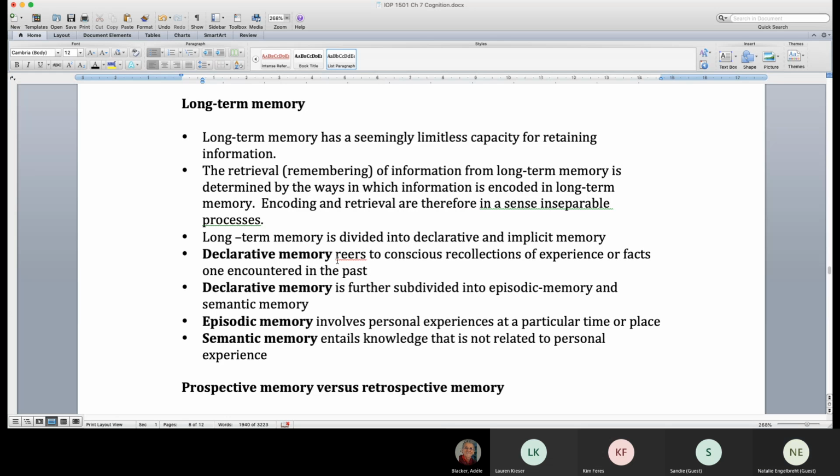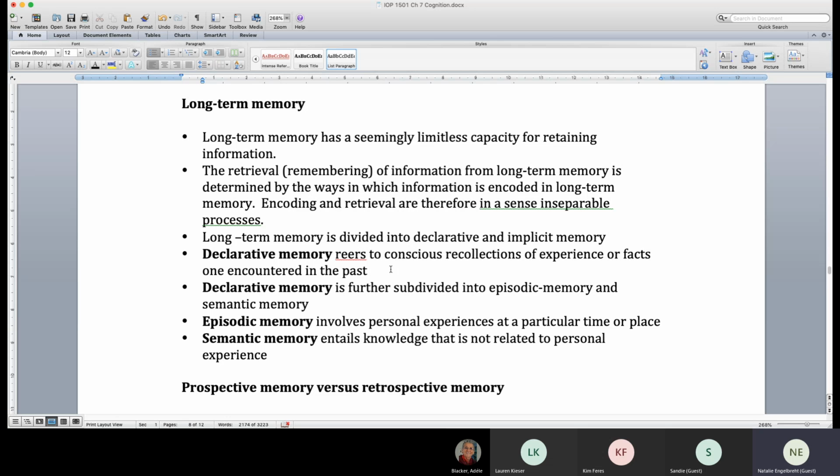Declarative memory. What is this? Conscious recollection of experiences or facts one encountered in the past. Declarative memory is further subdivided into episodic memory and semantic memory. Episodic involves personal experiences at a particular time or place, whereas semantic memory entails knowledge that is not related to personal experiences, whereas episodic is. It refers to personal experiences at a particular time or place.